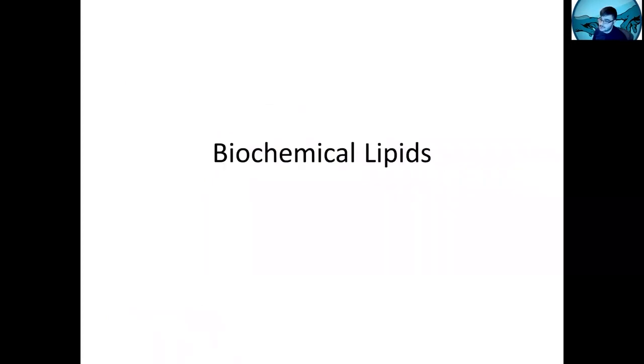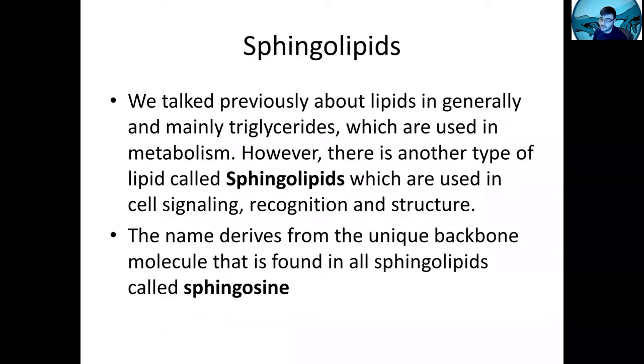Okay, next let's do a little quick talk about lipids, especially biochemical lipids that we commonly use. First, let's talk about sphingolipids. Before, when we talked about lipids, we were generally talking about triglycerides. Those are the main lipids that we use to metabolize. When you think of fats, that is triglycerides, and these are the ones used mainly in metabolism. There are other types of lipids, actually multiple other types. The first one is sphingolipids.